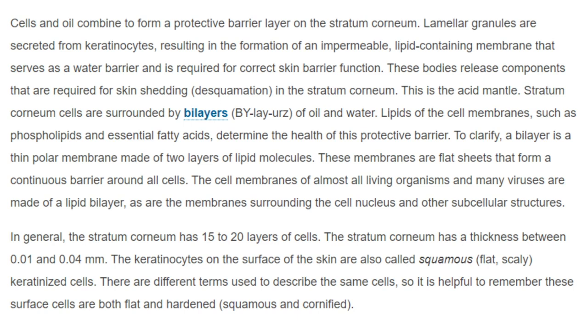In general, the stratum corneum has 15 to 20 layers of cells. The stratum corneum has a thickness between 0.01 and 0.04 millimeters. The keratinocytes on the surface of the skin are also called squamous, flat, scaly, keratinized cells. There are different terms used to describe the same cells, so it is helpful to remember these surface cells are both flat and hardened, squamous and cornified.